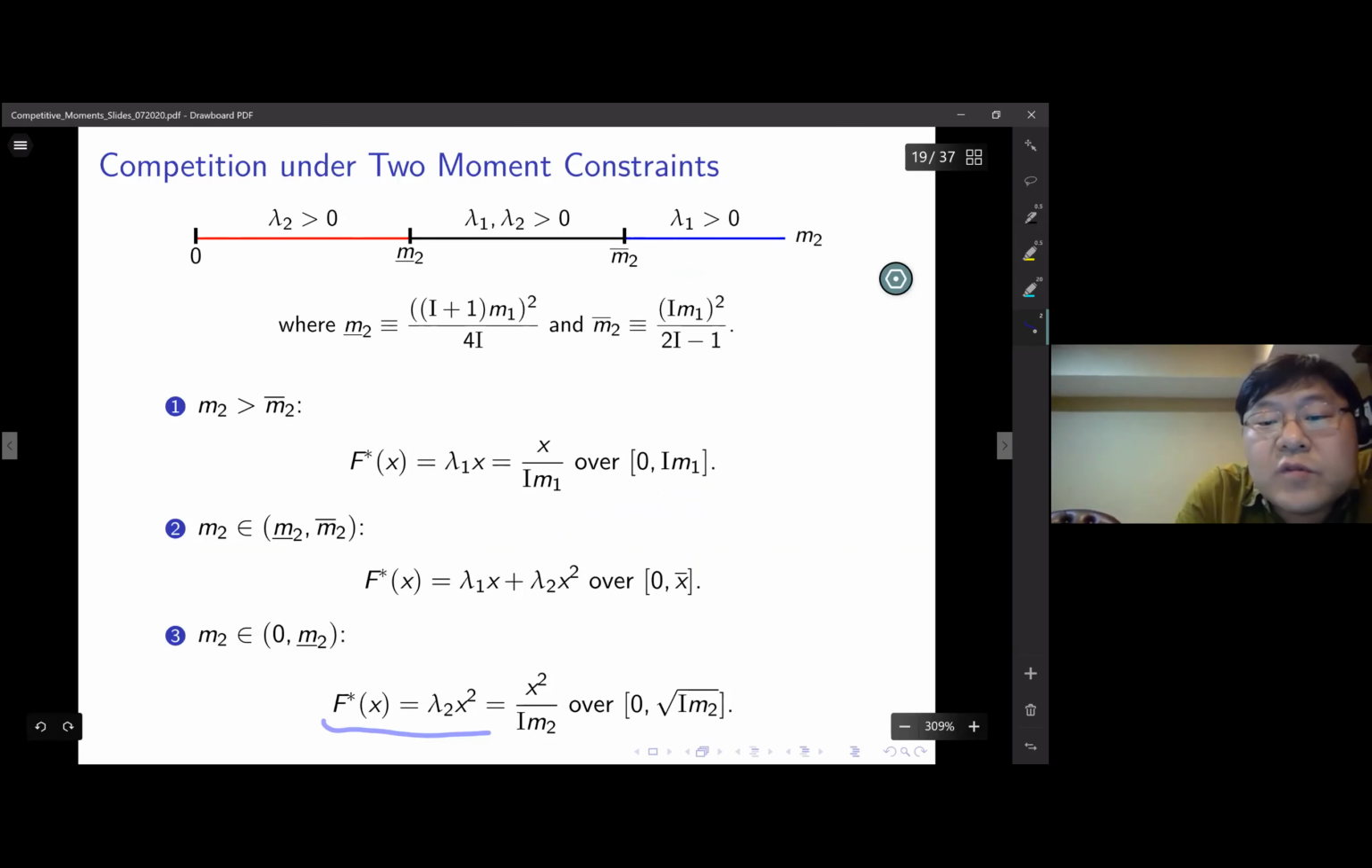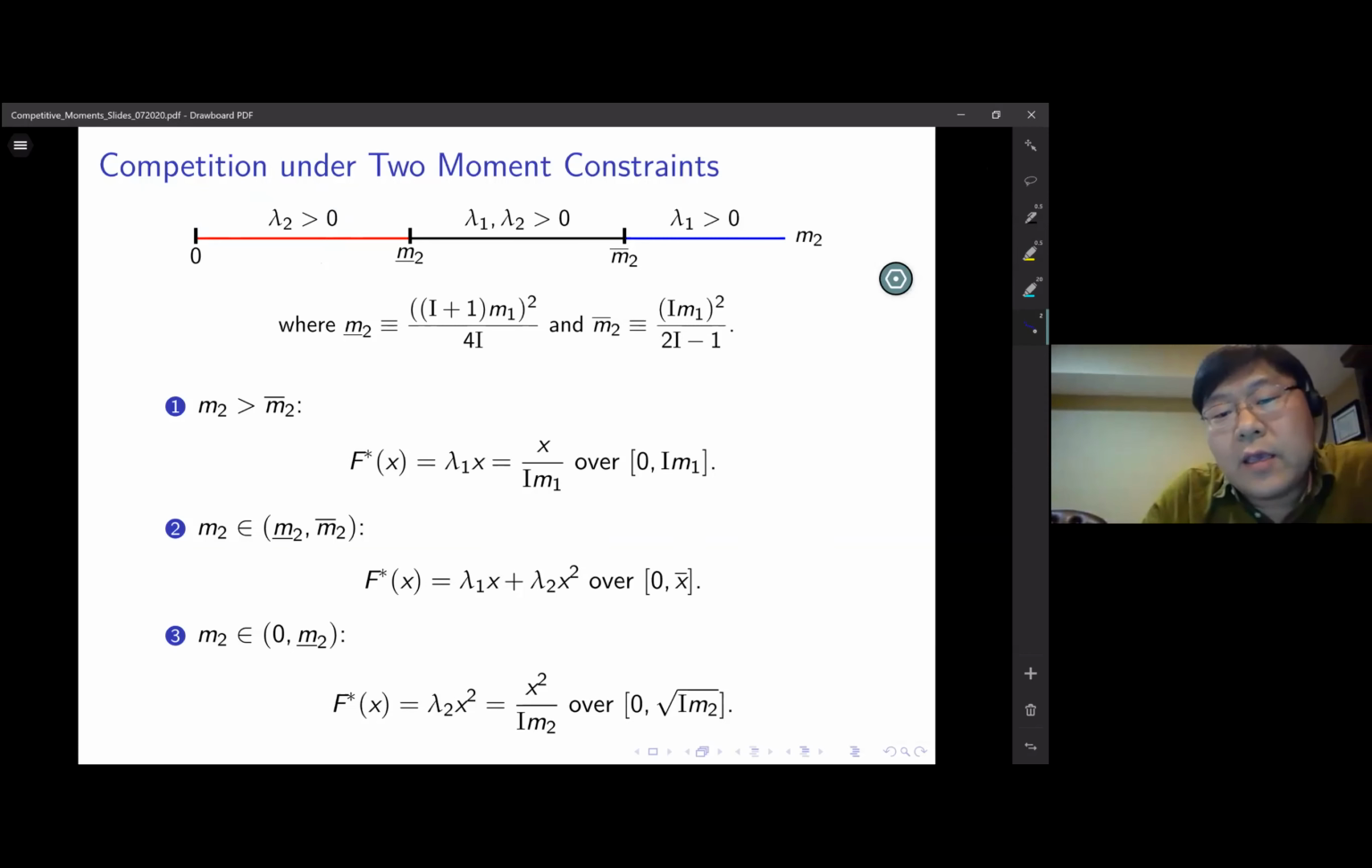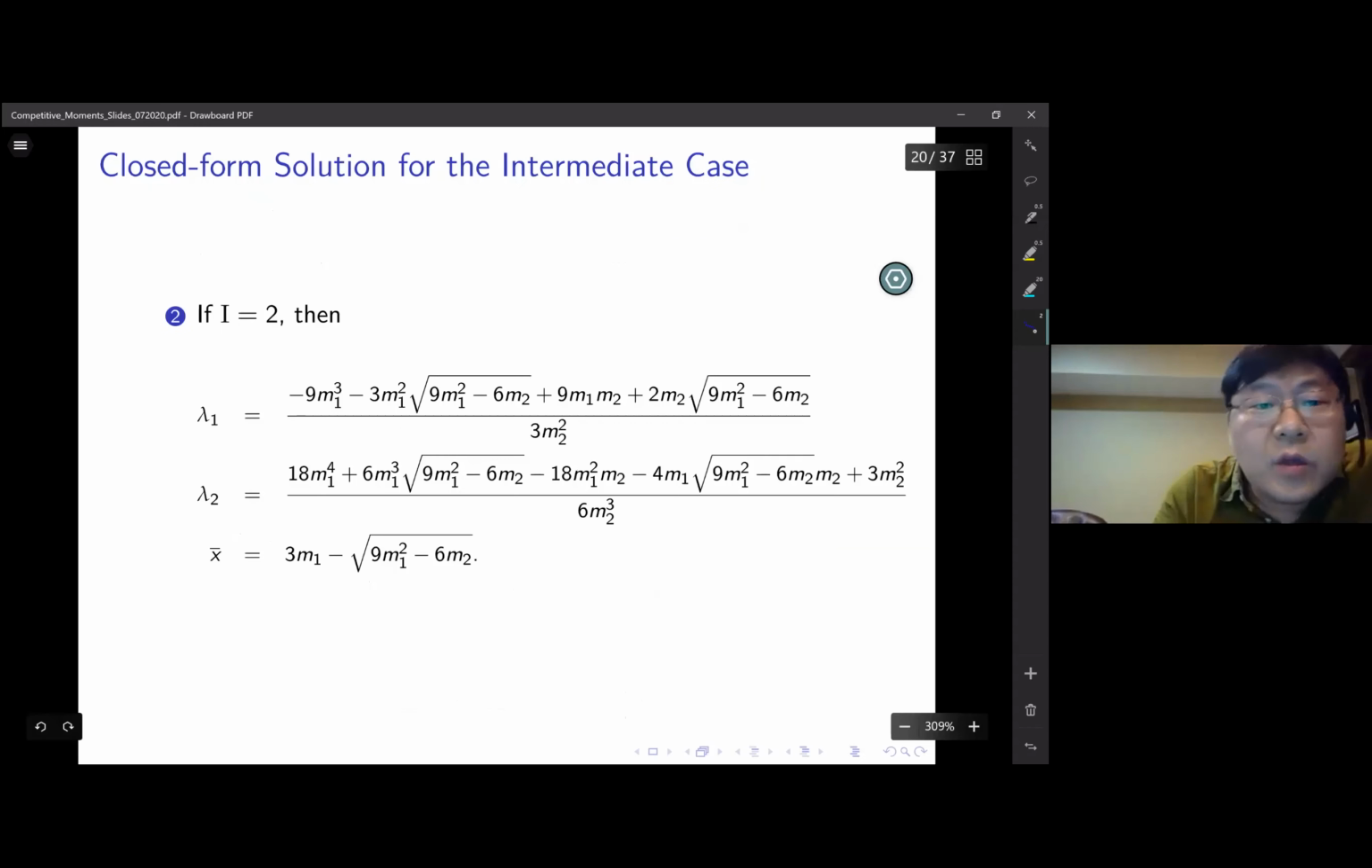This is a closed form solution for the case where M2 is sufficiently small. And for the middle case, this case is much more complicated, but I can actually give you a closed form solution for the case where there are 2 players. So if I is equal to 2, so there are 2 players, then this is a closed form solution.